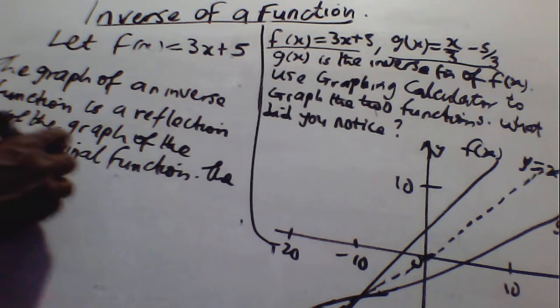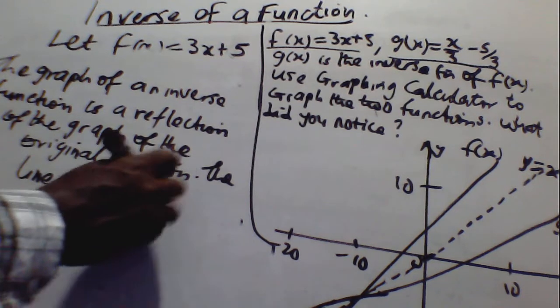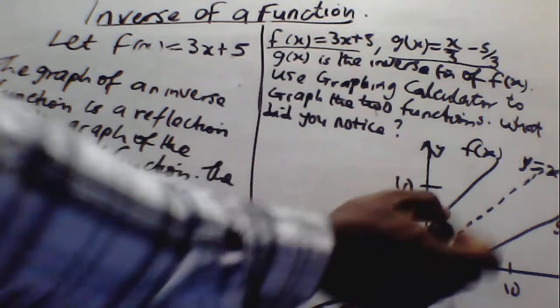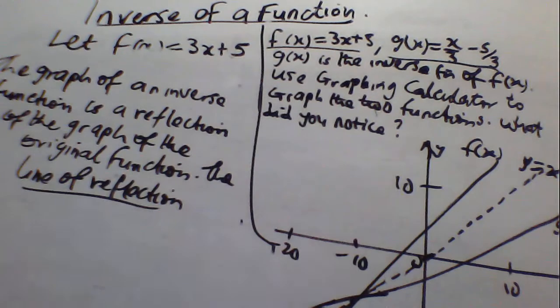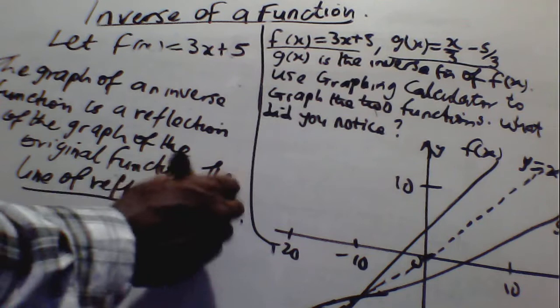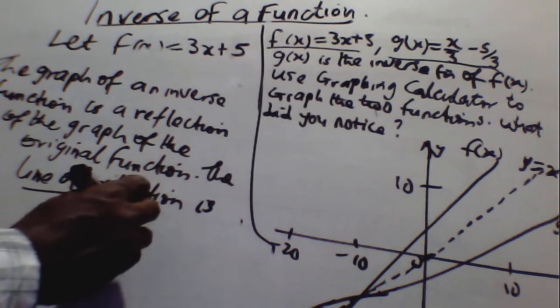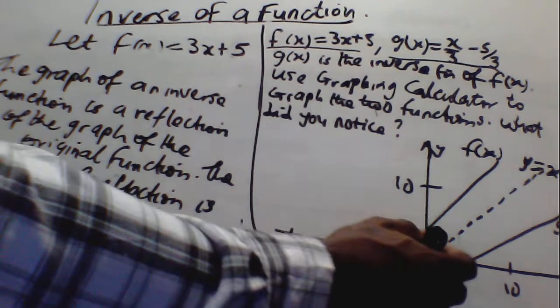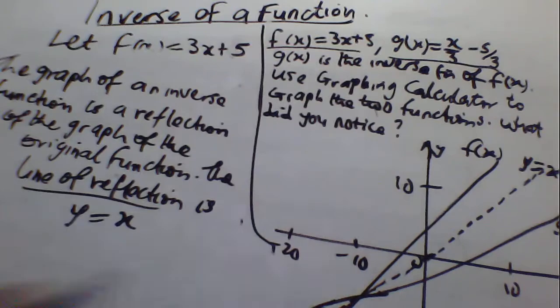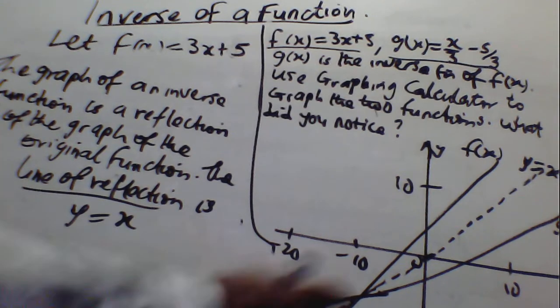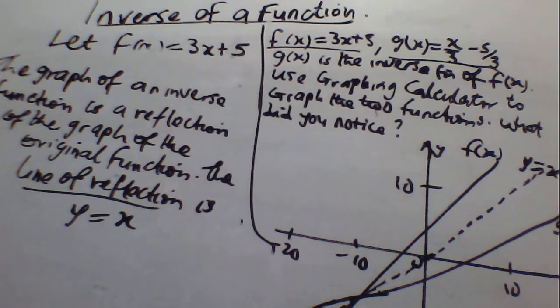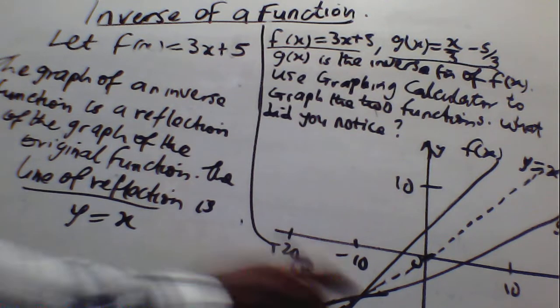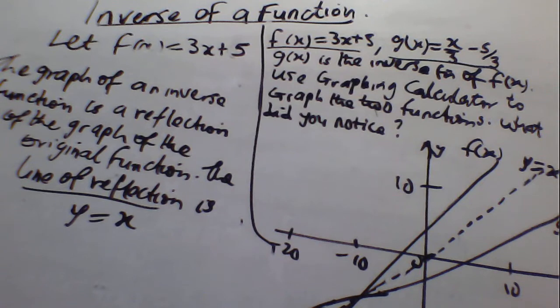This is the line of reflection. This dotted line is y equals x, because when x is equal to 0, y is equal to 0. So we put it here and use the line to draw it. You will see that at the point of intersection, the line passes through the intersection of the two lines.